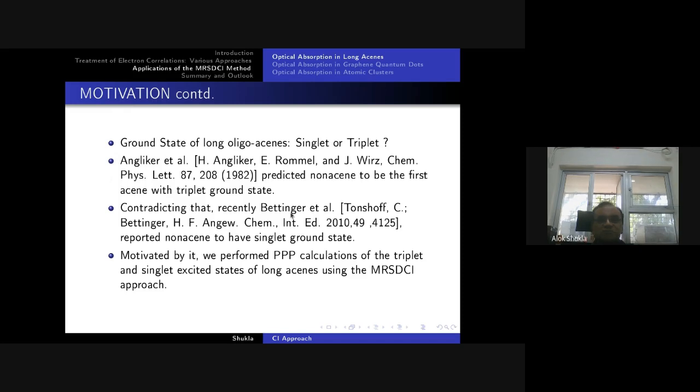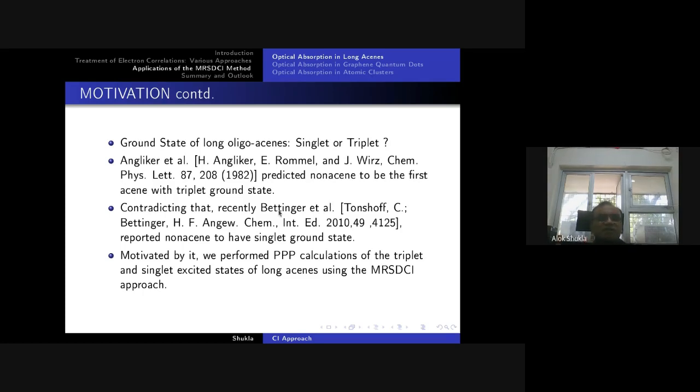Then another set of people, Bettinger et al., approached me around 2008 or 9. They said they had synthesized octacene and nonacene, and they had measured the optical properties, and they wanted us to calculate the optical properties theoretically and compare with their results. Perhaps we could interpret whether they are observing a triplet ground state or a singlet ground state, to settle this issue once and for all.